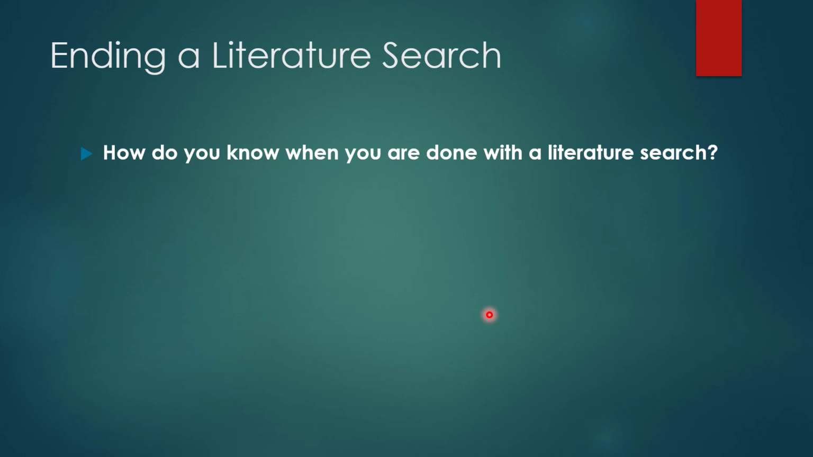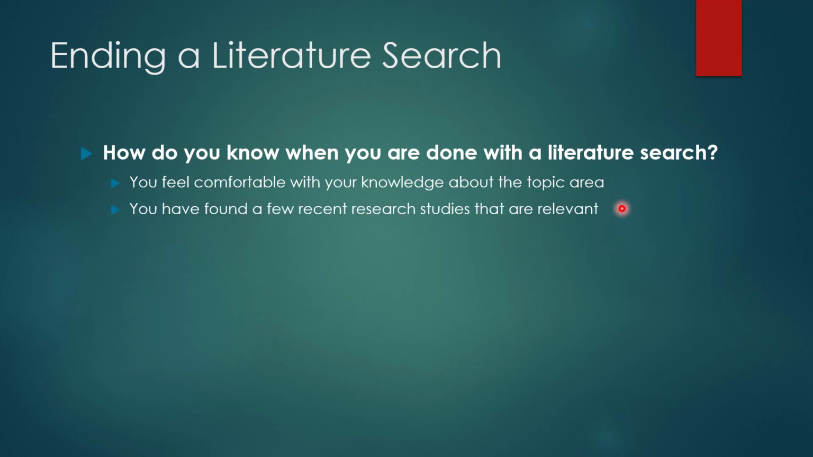So how do you know when you're done with your literature search? One, you need to feel comfortable with your knowledge about the topic area. So again, you're going to present 6 primary research articles in your literature review. That doesn't mean that you'll only read 6 articles. You may need to read more so that you feel comfortable with the topic area. You found a few recent studies that are relevant. Not all of your studies have to be within the last 5 years, but I would say at least half of them should have been within the last 5 years.